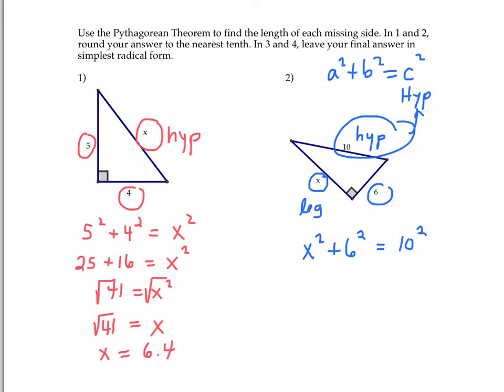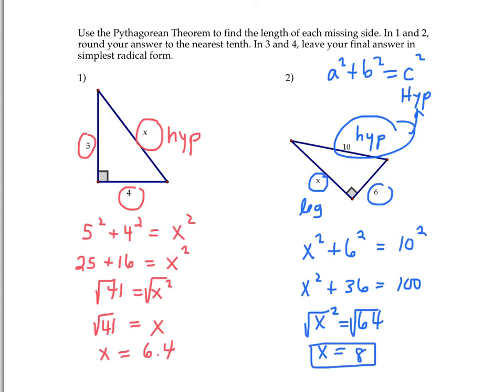So the sum of the squares of the two legs will give us x squared plus 36, and the hypotenuse squared gives us 100. Subtract that 36 from both sides, we get x squared is equal to 64, and we're ready to take the square root to solve for that missing leg. So take the square root of both sides, and we get x is equal to 8. No rounding needed because it was a perfect square.